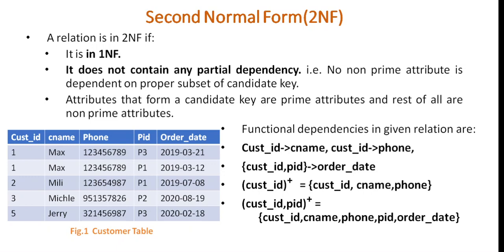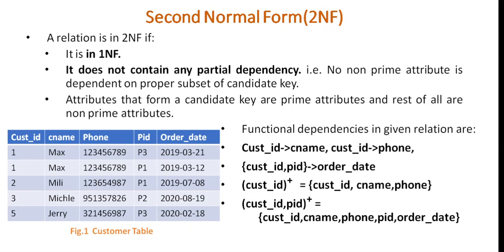Customer ID attribute cannot be a primary key because customer ID can determine customer ID itself, customer name and phone. So customer ID can determine only 3 attributes of the relation. Customer name can determine only customer ID, or if more than one customer has the same name, then customer name cannot determine customer ID either. So customer name cannot be a key, phone number cannot be a key because there may be duplication, product ID alone cannot be a key, and order date is also not a key.